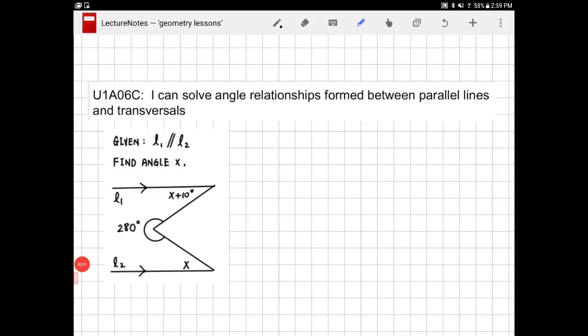This is lesson U1A06c. Hopefully by the end of the lesson, you should be able to say I can solve angle relationships formed between parallel lines and transversals. This is a continuation from the previous two lessons, which are on angles formed between parallel lines cut by a transversal. However, the example we're going to look at here is a little more challenging, which will require you to think outside the box just slightly.